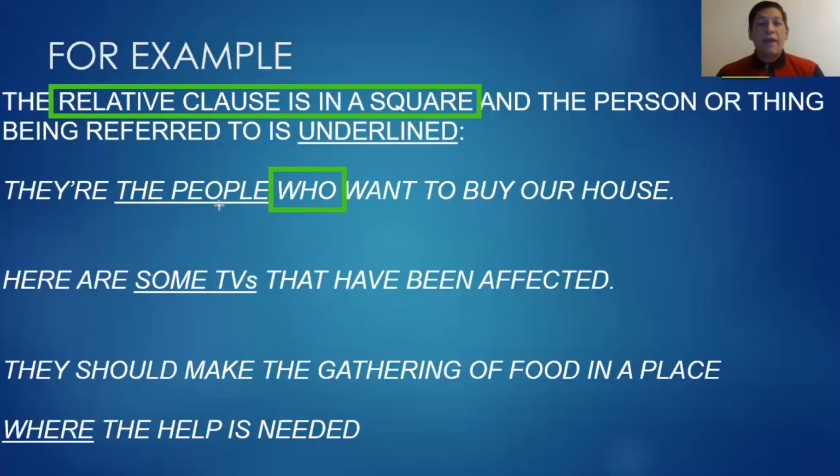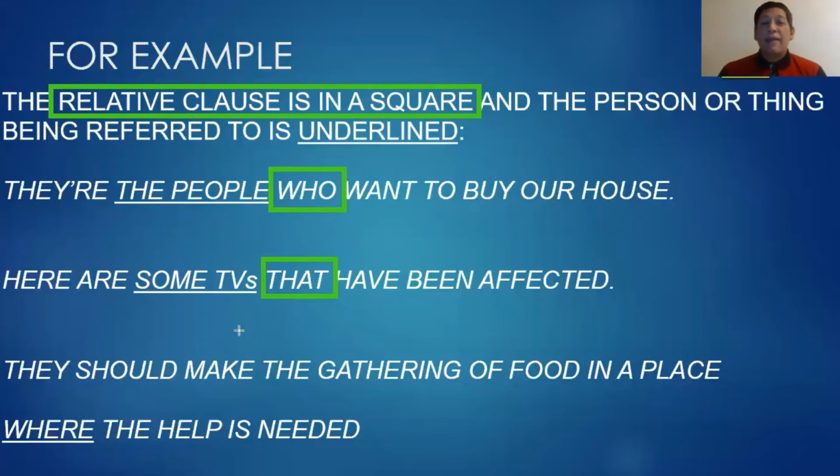The next one, here are some TVs that have been affected. We're talking about TVs, you know, like televisions. Well, in this case, nowadays it's like screens. But if any TVs, we're talking about objects. So we have to use the relative pronoun that, okay? If you remember also from the past videos, who is only for people, that can be for people, for places, for objects. In this case, we're referring to an object.